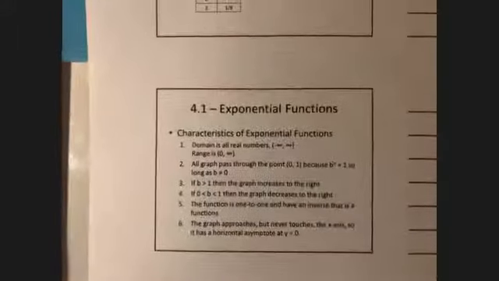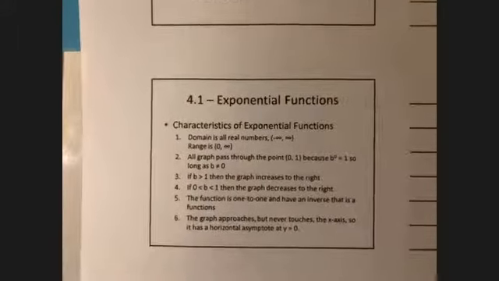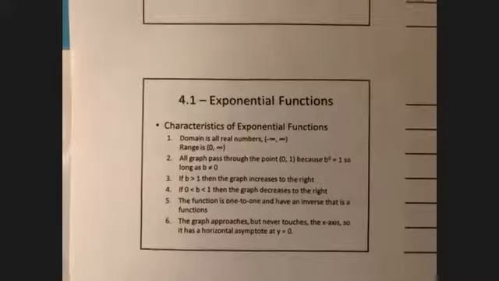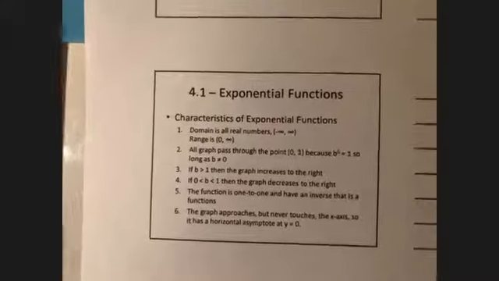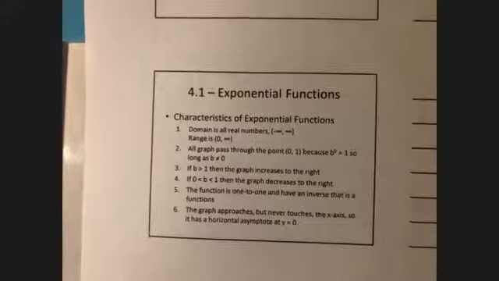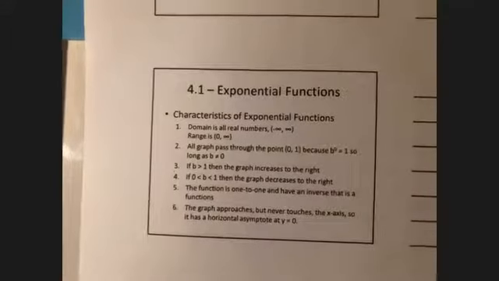The domain is going to be all real numbers, and we saw that with the graph that it did go all the way from the left to the right. The range is going to be from 0 to infinity. Notice the parenthesis on the 0, because 0 is not included. That's where that asymptote is.